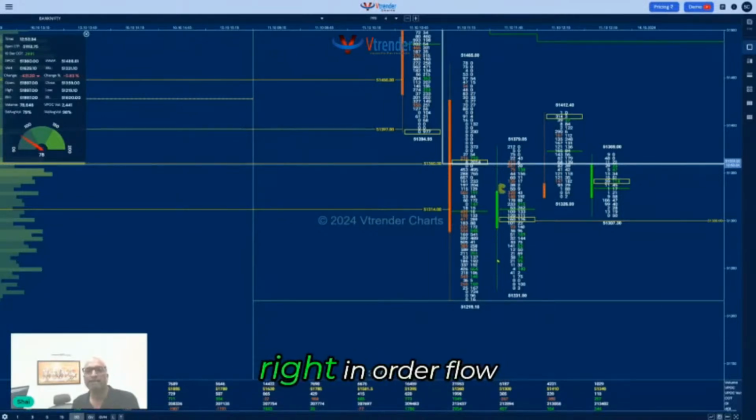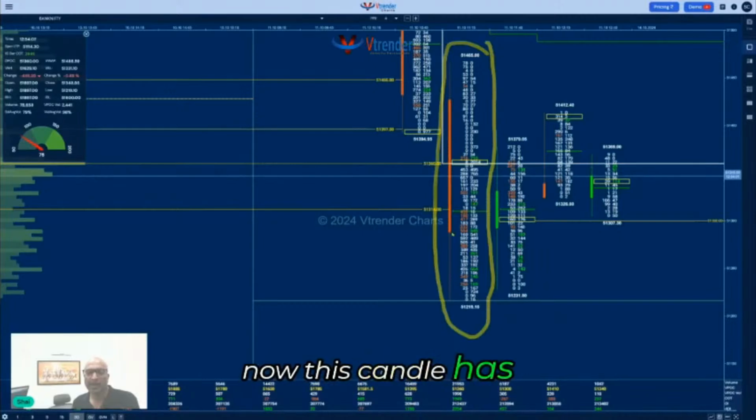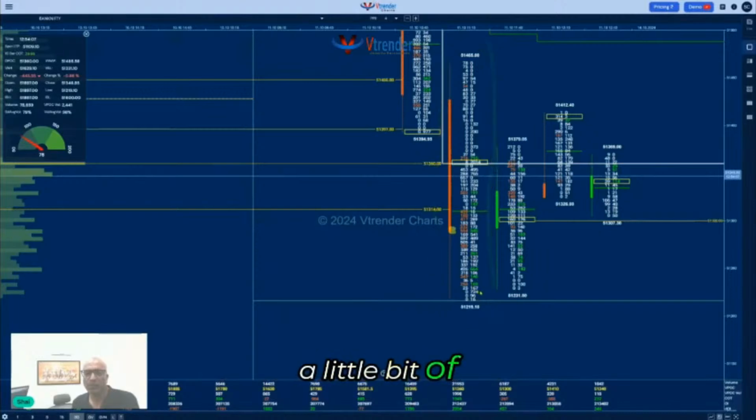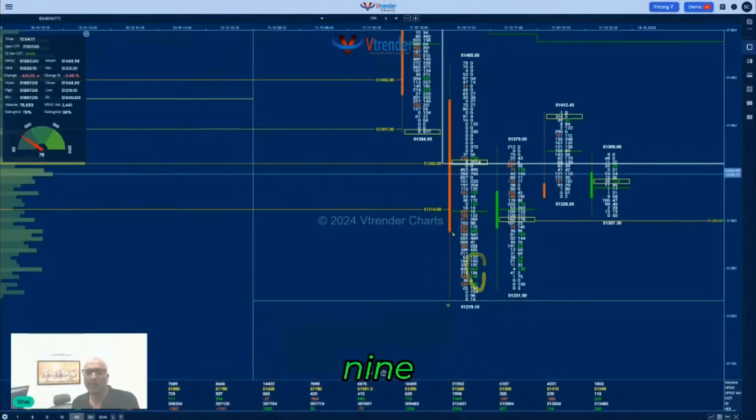the color of the candle is green, right? In order flow, we don't pay attention to the information in the color of the candle. What we do is we try to find out what has happened between the buying and the selling. Now, this candle has closed over here at 11:15. Why did it close over here? Because it met a little bit of serious buying over here. Took it from the lows of 51,219 and placed it right here, around this 51,275, 280 mark, right?